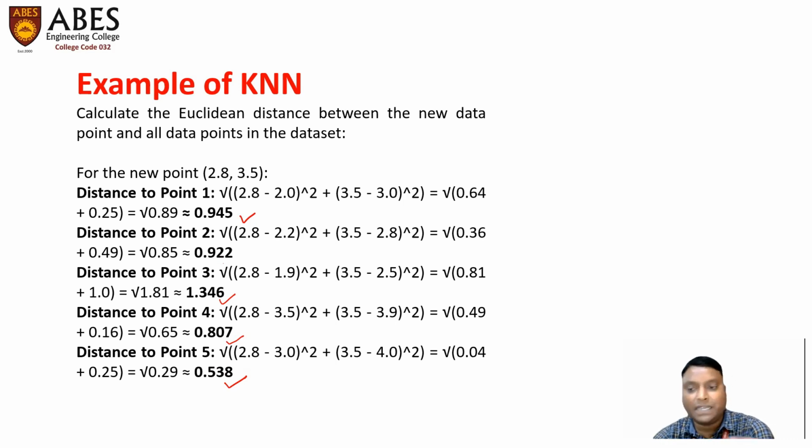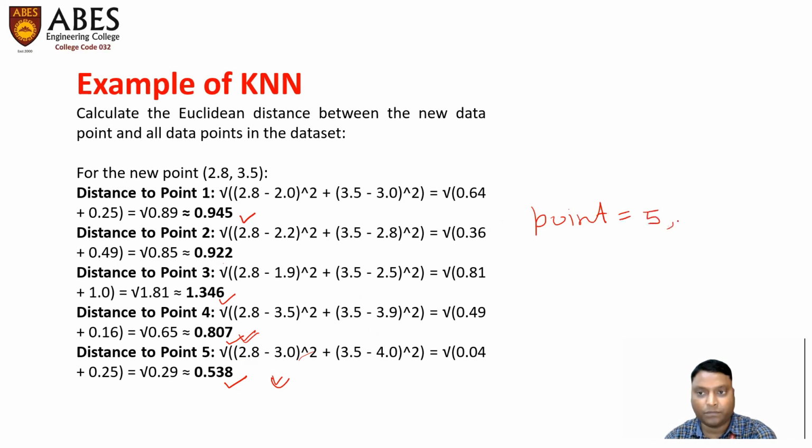But in this case, we have to consider only 3 neighbors, since the value of k is given as 3. So the 3 minimum distances out of 5 will be chosen. So what are the minimum distances? If I choose the distance 0.538, this can be chosen, and 0.807, this can be chosen. Let's write it here.